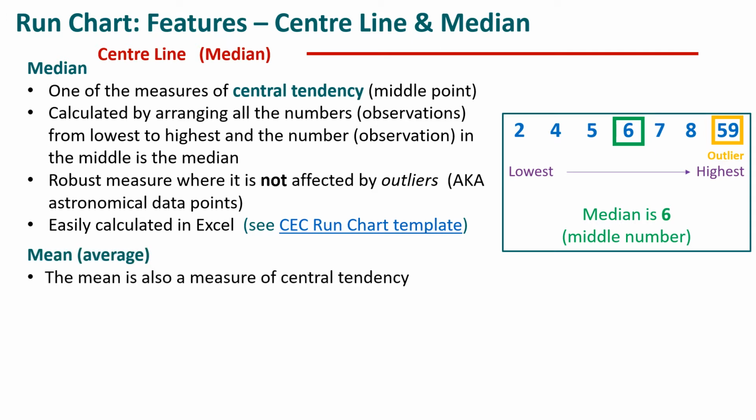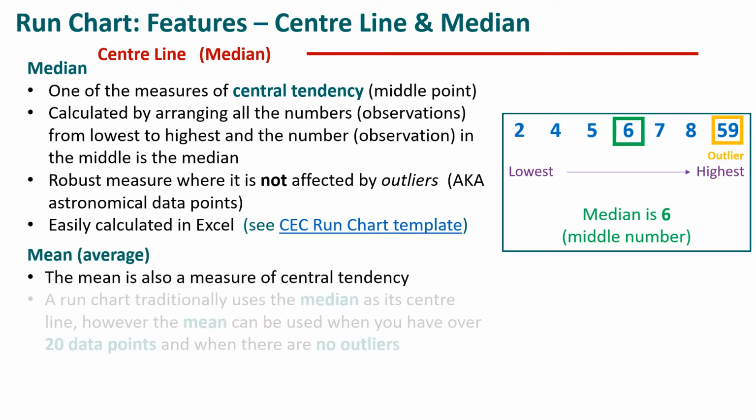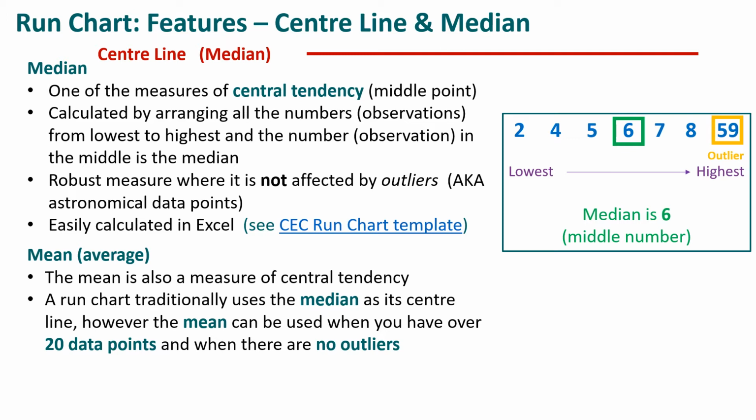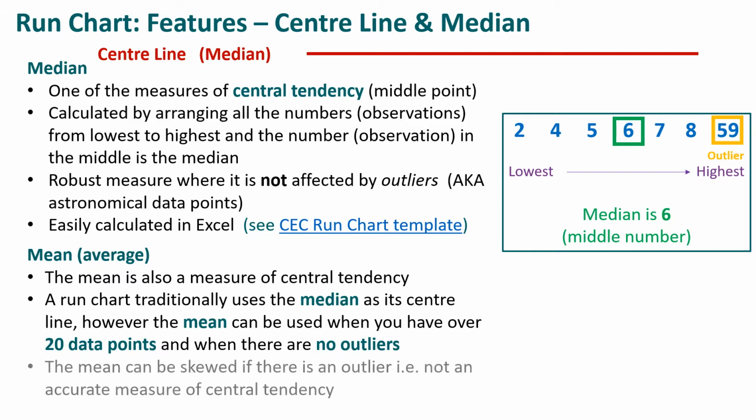Another measure of central tendency is the mean or the average. A run chart traditionally would use the median as its measure of central tendency, in other words, the center line. However, you can use the mean or the average, but you can only use it if you have over 20 data points and when there are no outliers. Because if there are some outliers, the mean can be skewed. In other words, it won't give you an accurate measure of central tendency. It's not going to really tell you accurately what the middle point of the data is.